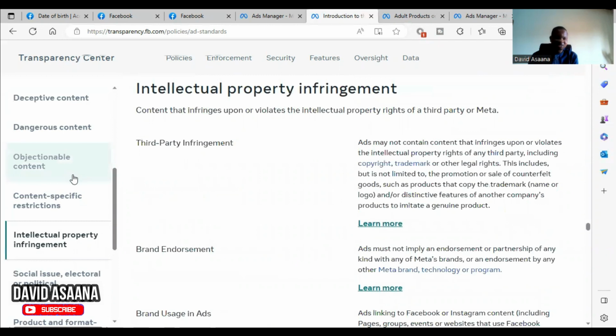Then intellectual property. This is also a policy that most people violate. For example, if you are selling goods from China, especially products that are not original, most of the time they just do a copycat of the original. Gucci, Adidas, Nike, most of those products we buy from China are not original. So if the system detects through copyright or trademarks that this is not the original, Facebook will flag it, disable it, or reject the advert. If you continue repeatedly violating it, you will have a problem.